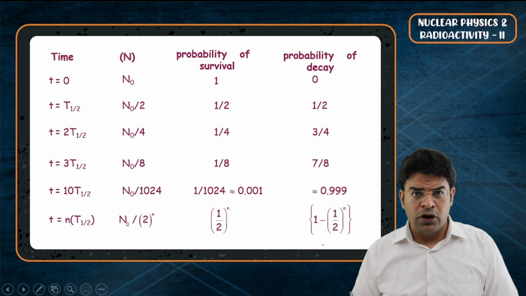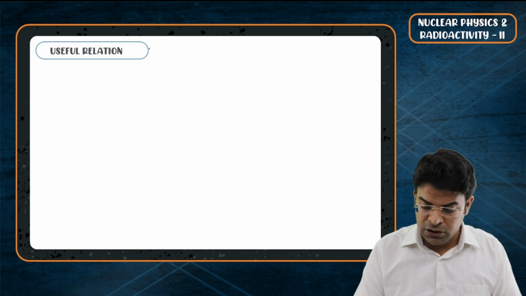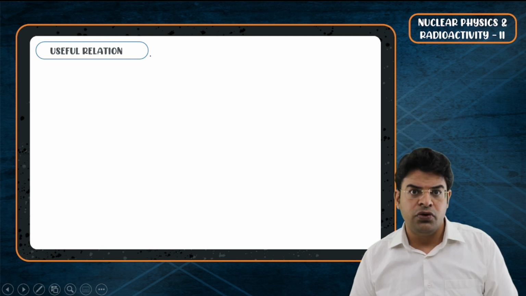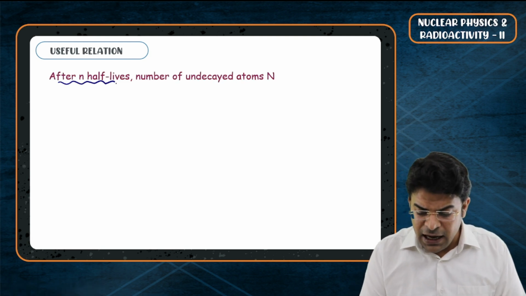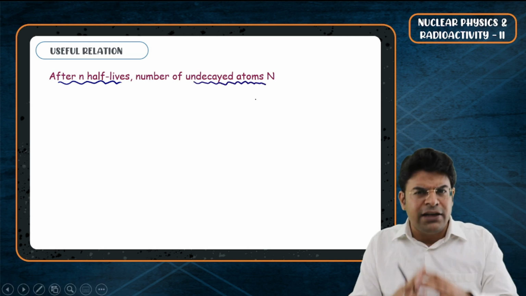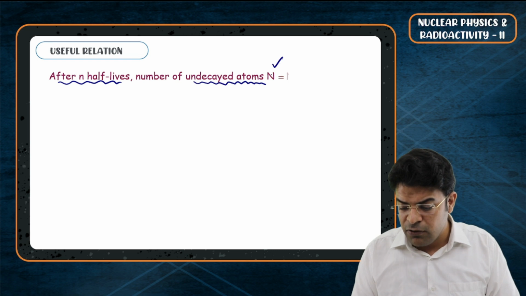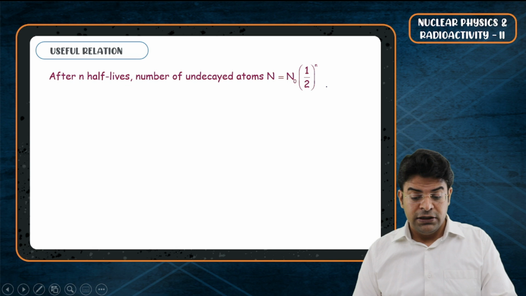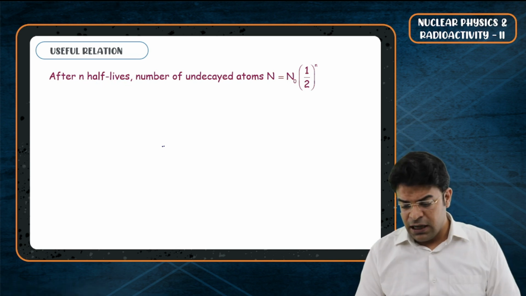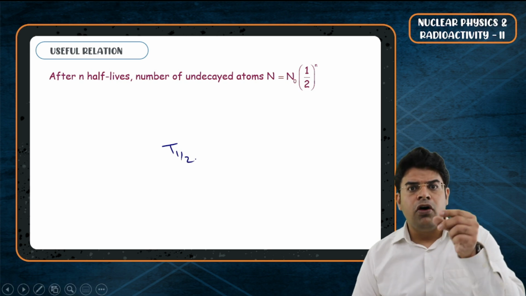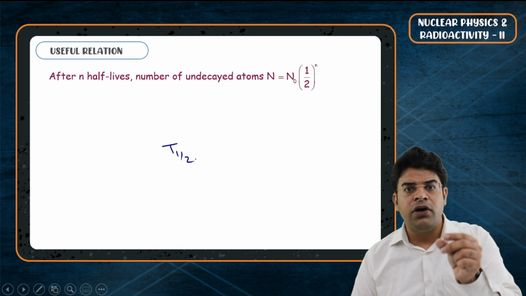Now bachcho, moving on and talking more about half-life. There is a useful relation that you should know. We know that after n half-life, the number of undecayed atoms, the number of active nuclei that you have, is equal to the initial number of active nuclei upon 2 raised to power of n. This is what you have after n half-lives. Let's say the half-life is t half and they ask you how many active nuclei you have after a time t.